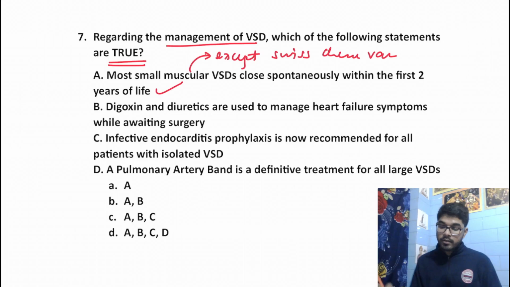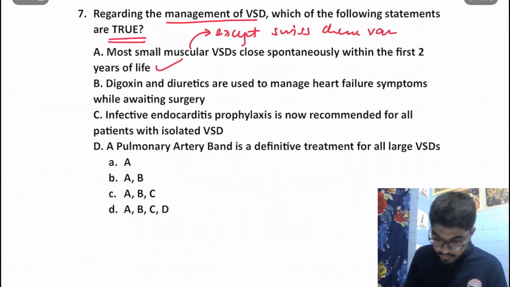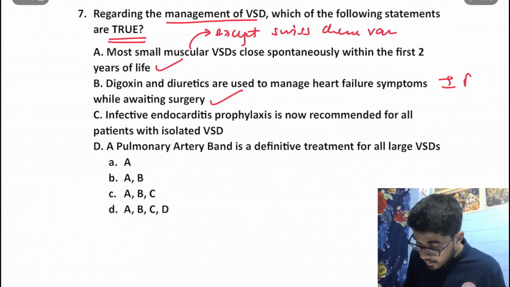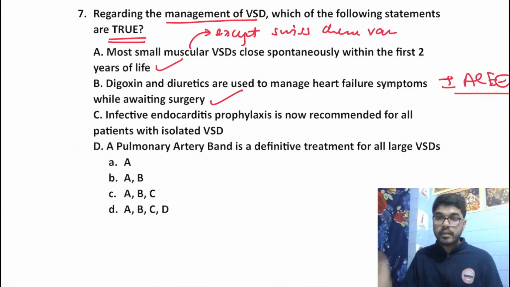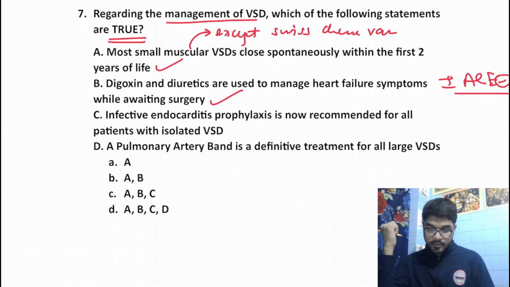Digoxin and diuretics are used to manage heart failure symptoms while awaiting surgery. Yes, this is a true statement. We can also add ACE inhibitors. Okay.